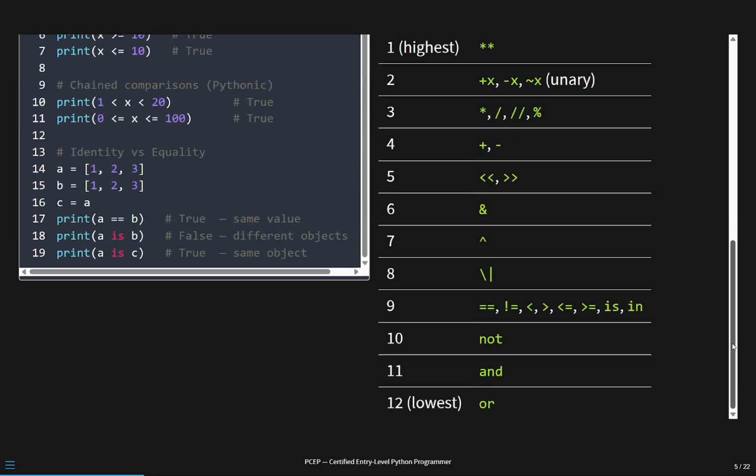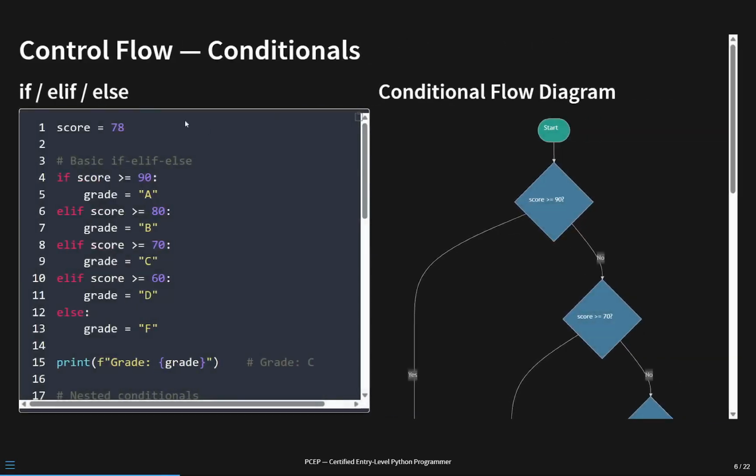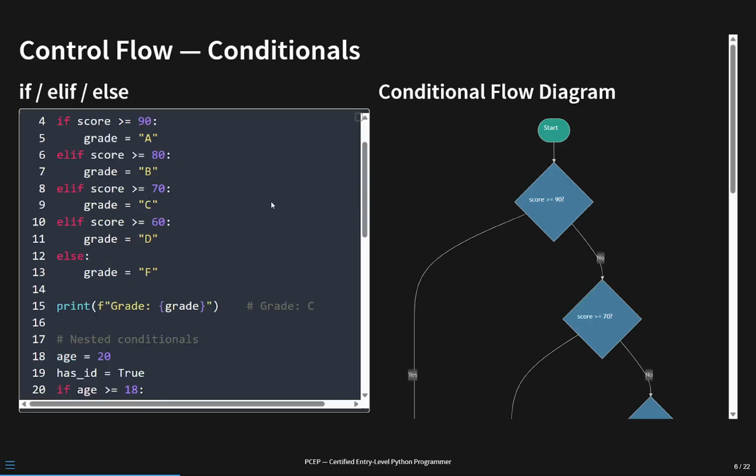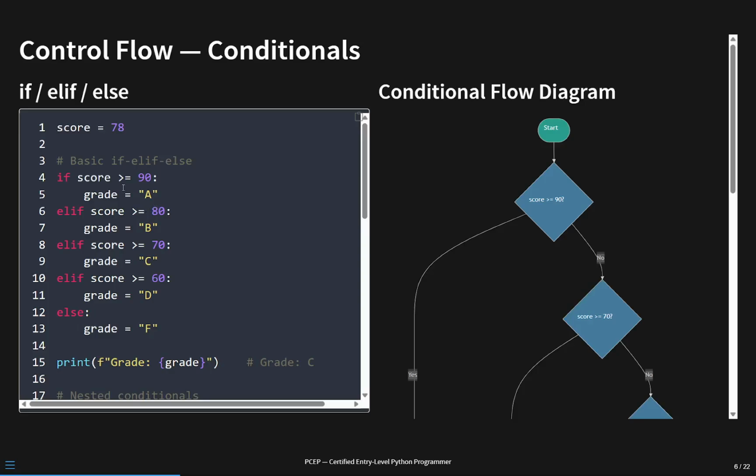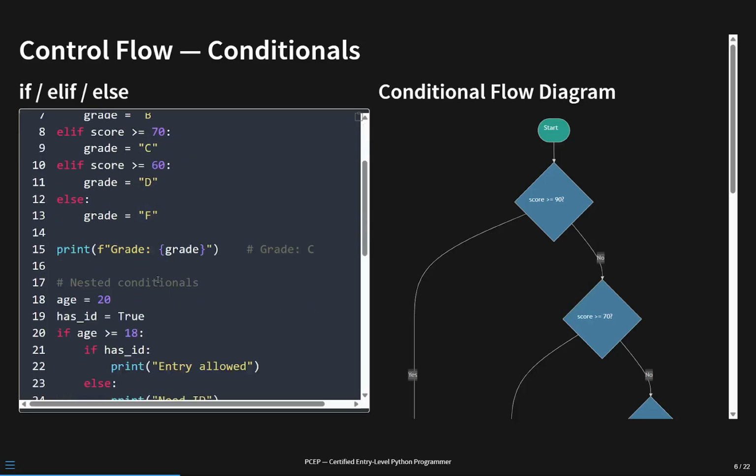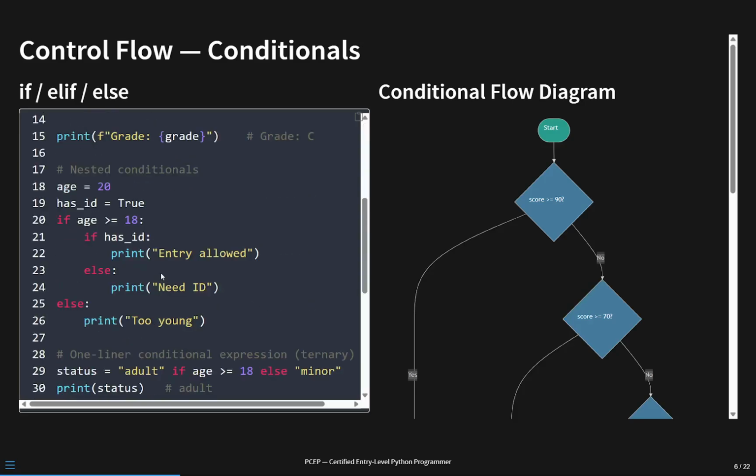Next. Conditionals make up part of the largest domain on the exam, control flow at 29%. Know them cold. If, elif, else. The structure is straightforward. The colon ends each header line. The body must be indented. Once a condition matches, only that branch executes. Subsequent elif and else branches are skipped entirely.